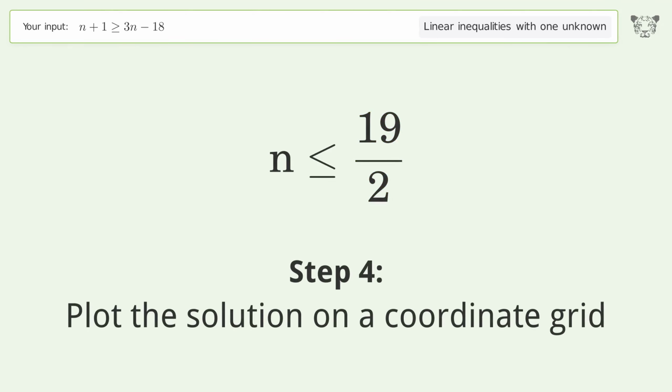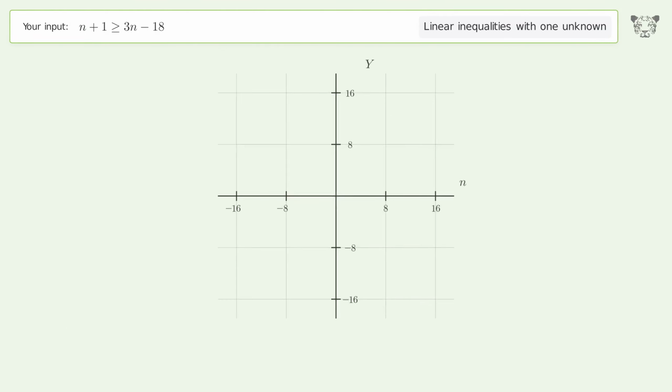Plot the solution on a coordinate grid. And so the final result is n equal or smaller than 19 over 2 equal or smaller than 91 over 2.